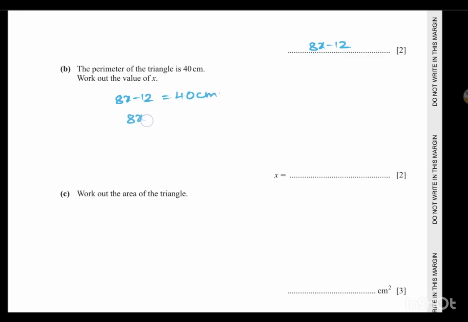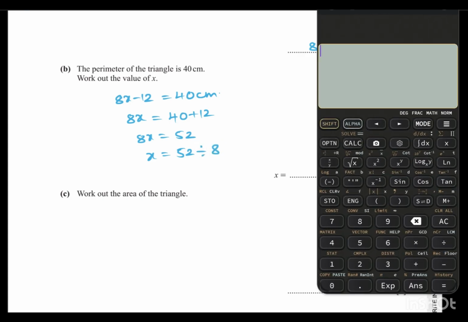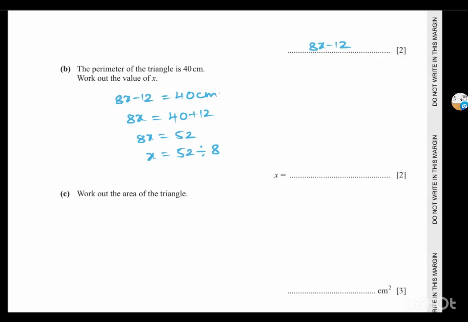Using the transposing method, if you bring 12 onto the right hand side, it becomes plus 12. So 8x is equal to 40 plus 12, which is 52. x is equal to 52 divided by 8. Do that and you get the value of x. 52 divided by 8 is 6.5, so 6.5 is the value of x. Question number B is done.